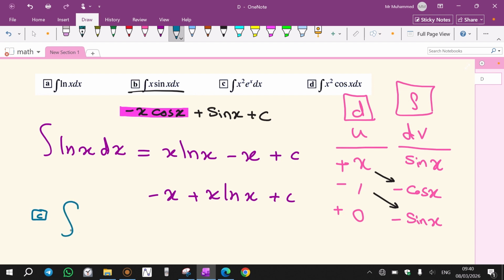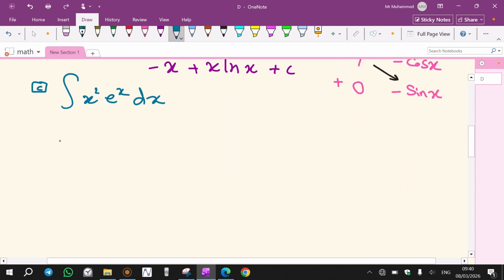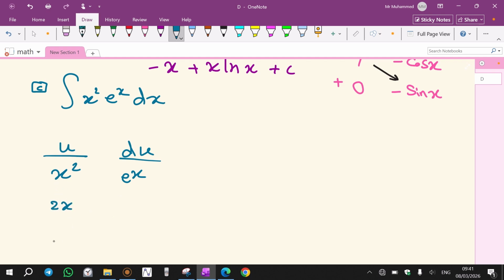Part C, we have the integral of x squared e^x dx. Now let's use the tabular method for this integral. Obviously, u is going to be x squared, and dv is e^x. For the tabular method, we don't even write dx. That's making it easier. Now, the derivative of x squared is 2x. The derivative of 2x is 2. The derivative of 2 is 0.